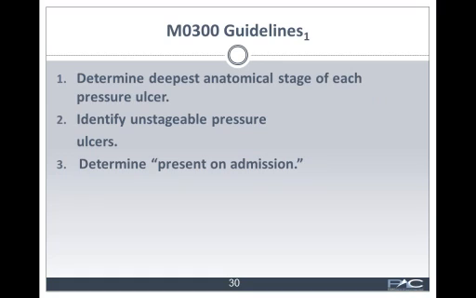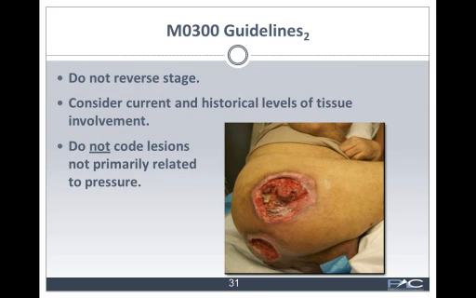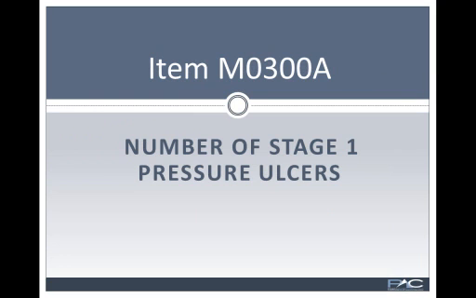So before you do any type of measurement, assessment, anything like that, there's a few things you need to keep in mind when we're assessing wounds. Again, we want to determine the deepest stage of each pressure ulcer. You want to identify appropriately unstageable pressure ulcers, and I mentioned very important present on admission, as this is going to affect, as I mentioned, 5-star and your pay-for-performance when that comes into effect. Okay. All right, so again, we do not reverse stage. You need to consider the current and historical levels of tissue involvement. And one other thing, just throw here, be careful not to code lesions. Be able to identify that appropriately. And we'll have some examples of that coming up.